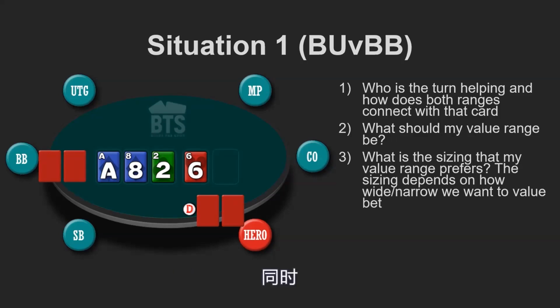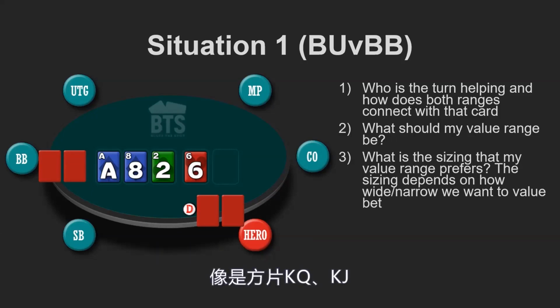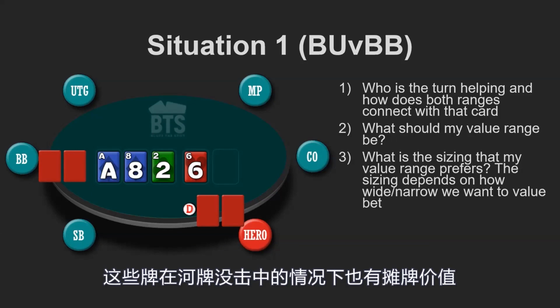Also, we're still going to have some strong flushes, like some nut flushes, like king queen or king jack of diamonds, because those have more showdown value.